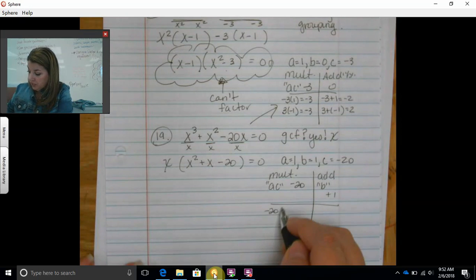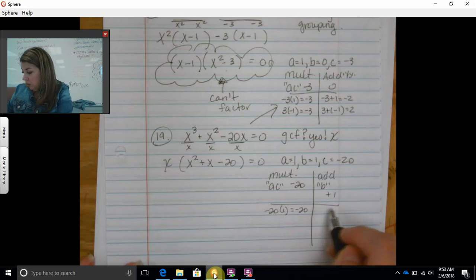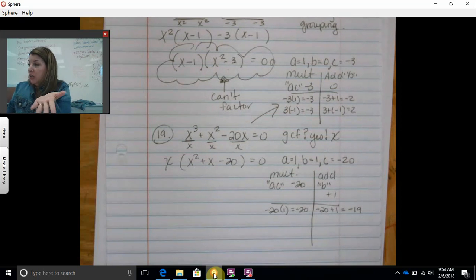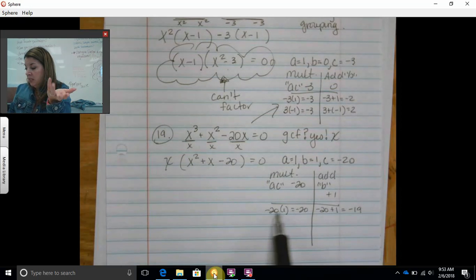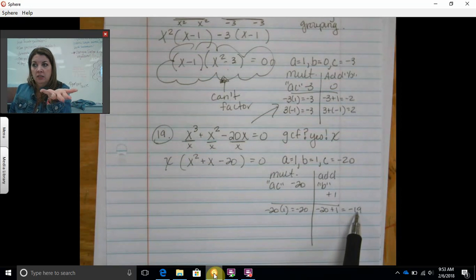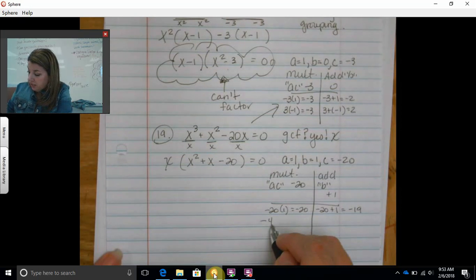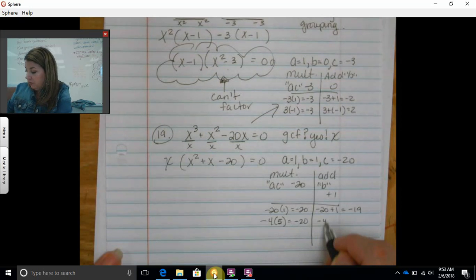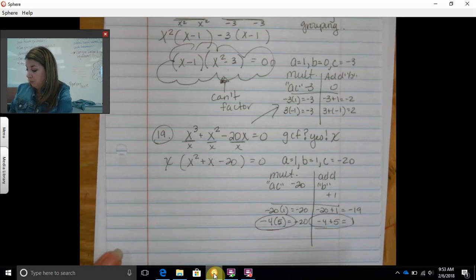Negative 20 times 1 is negative 20. What's negative 20 plus 1? Negative 19. So that won't work, right? But it's okay if we don't figure it out on the first time. That doesn't mean that we can't figure it out. It's just that wasn't the right one. Well, if we do negative 1 times 20, this will just give us positive 19. Okay, let's try that. Negative 4 times positive 5 is negative 20, and negative 4 plus 5 is positive 1. So that works, right?